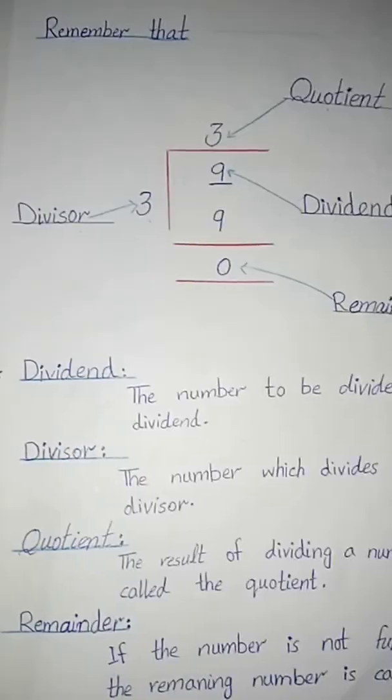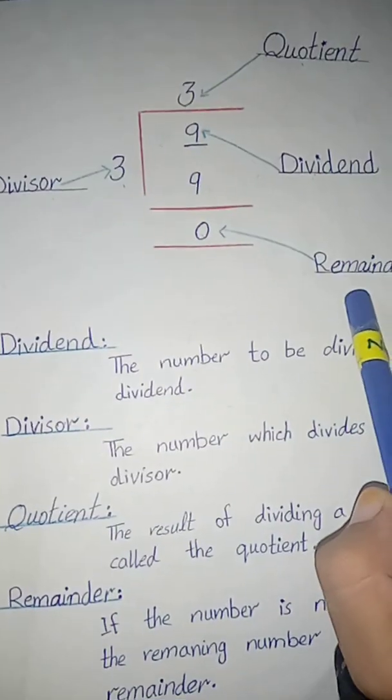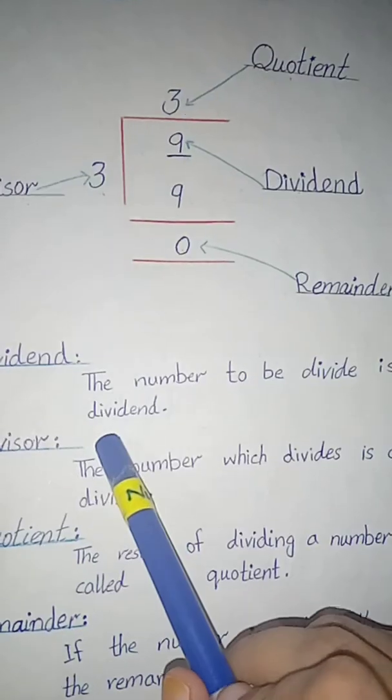Okay, now we will learn about quotient, dividend, divisor, remainder. Dividend. The number to be divided is called the dividend.